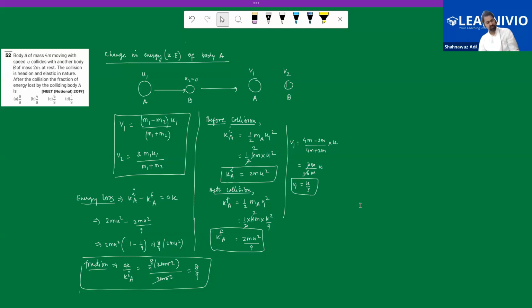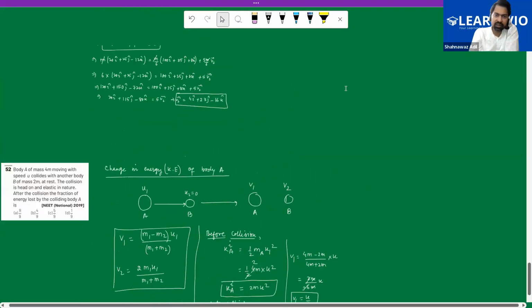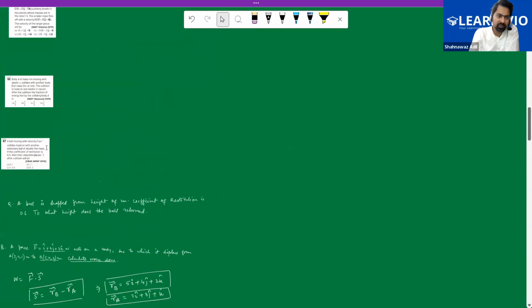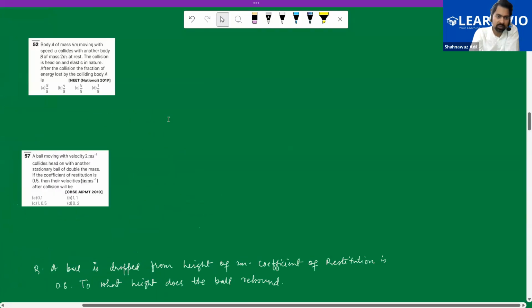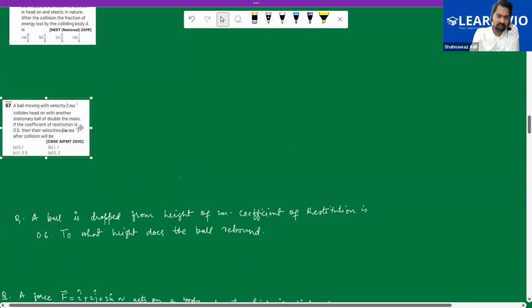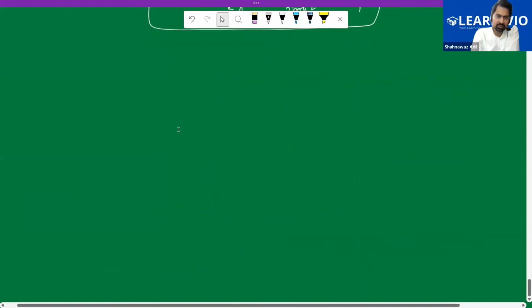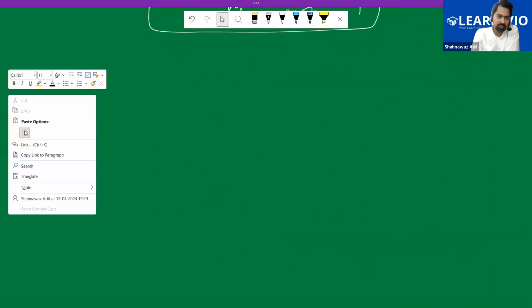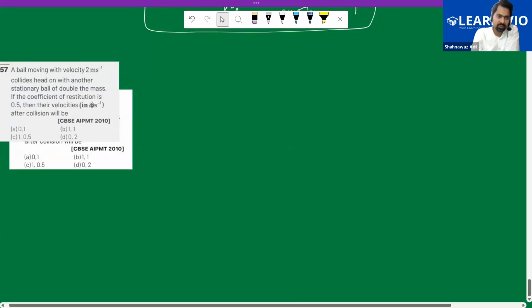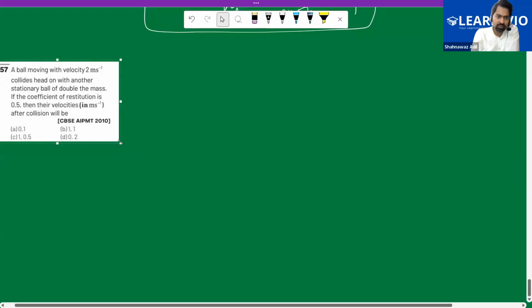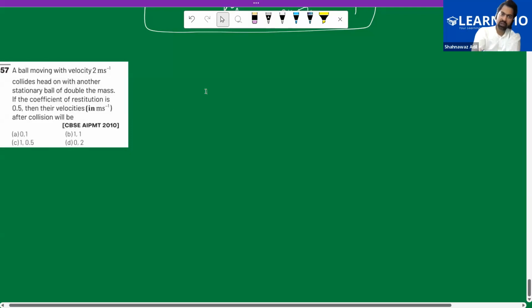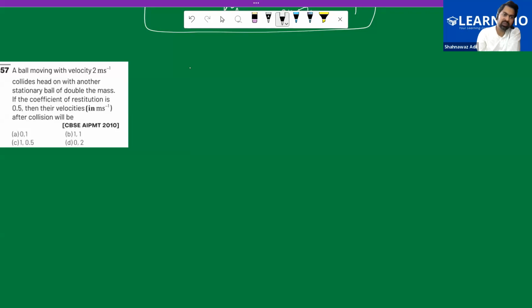Done, sir. Then, okay, so then let's do this last question. So this is the last question. What do we have in this question? A ball moving with velocity 2 meter per second collides head on with a ball, and the coefficient of restitution is 0.5.